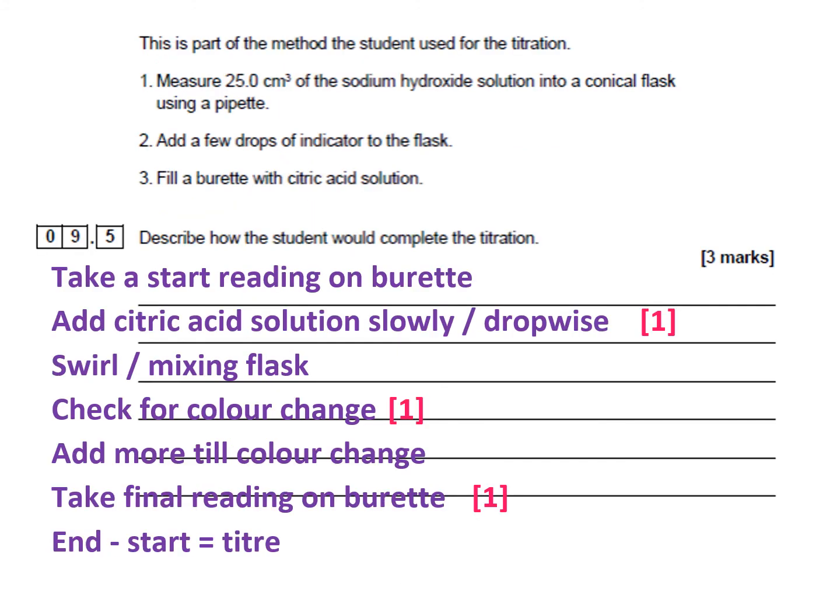And then our favourite, titration experiments. Go through the steps. How would they complete the titration? So you take your starting reading on the burette, whatever that might be. You add your citric acid solution to it drop by drop until we get our colour change on our indicator, making sure that we've mixed it steadily along the way. When the colour change takes place, we take our final reading on the burette in order to work out the total volume that's been added.